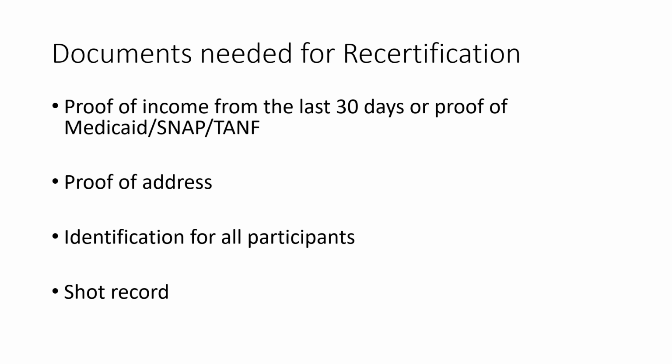What documents do you need for your recertification? You need proof of income from the last 30 days. Or if you participate in Medicaid, SNAP, or TANF, you will need to upload proof of these. Proof of address, identification for all participants certifying, and shot records for the children participating in the WIC program.